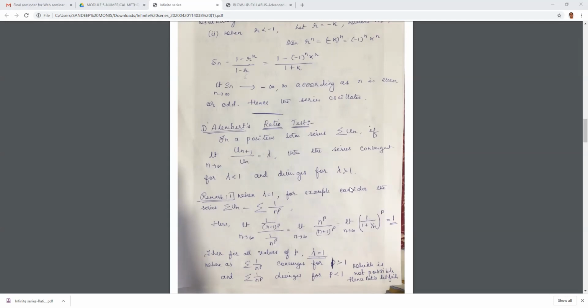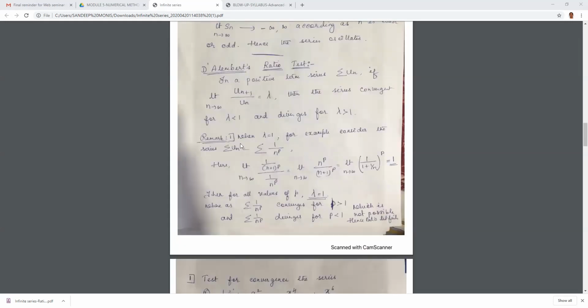So now we will see what happens when lambda equals 1. Two conditions are given for the ratio test, correct? If lambda equals 1, let us consider one example. In the last recording, I told you about the series 1 by n to the power p. This is convergent for p greater than 1 and divergent for p less than or equal to 1. Remember? Now let me apply the ratio test.